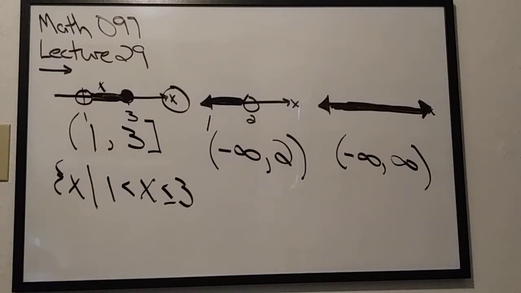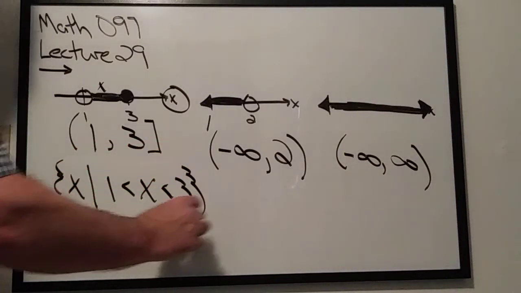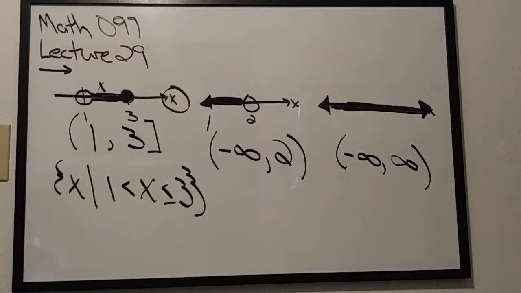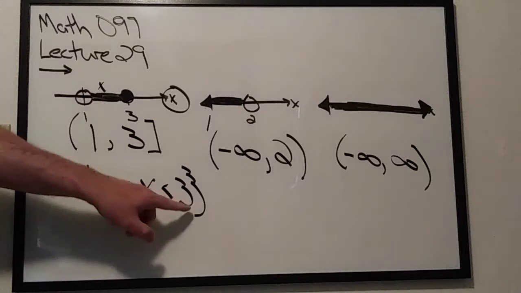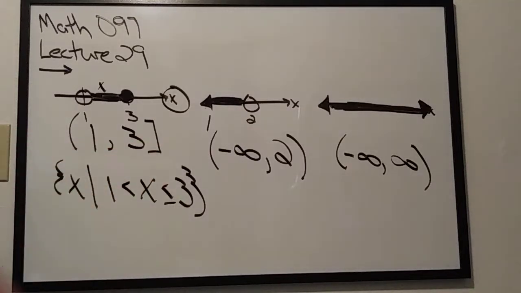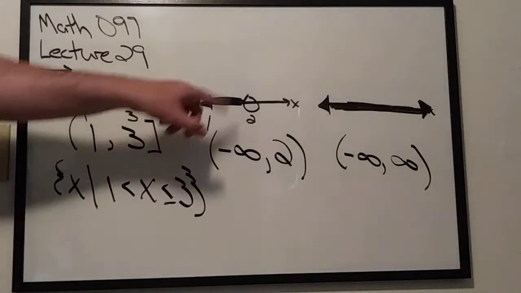The only thing that's left is to put the curly bracket on the right-hand side to finish off my set. So I'm going to read it from left to right. This is the set of all x values such that x is between 1 and 3, including the 3, and then we put the curly bracket on the right-hand side. So now that we have that, let's see what we can do with some of the other problems.